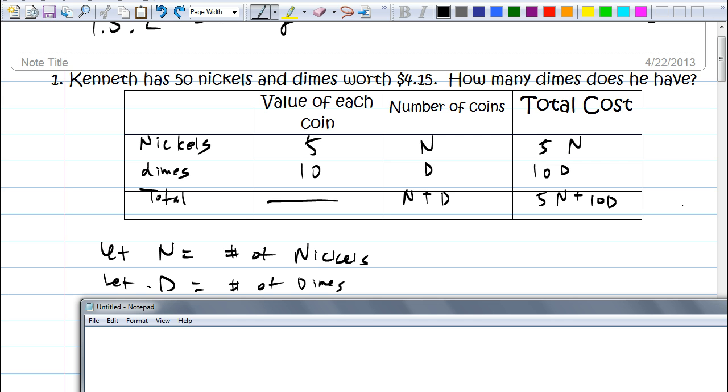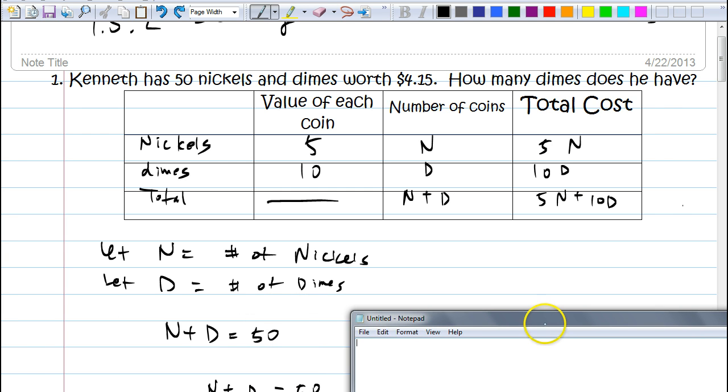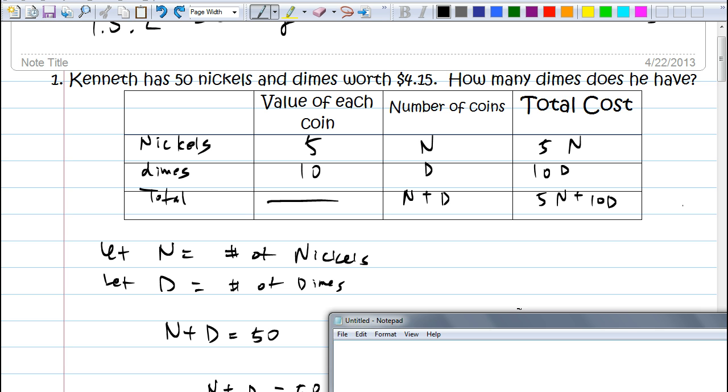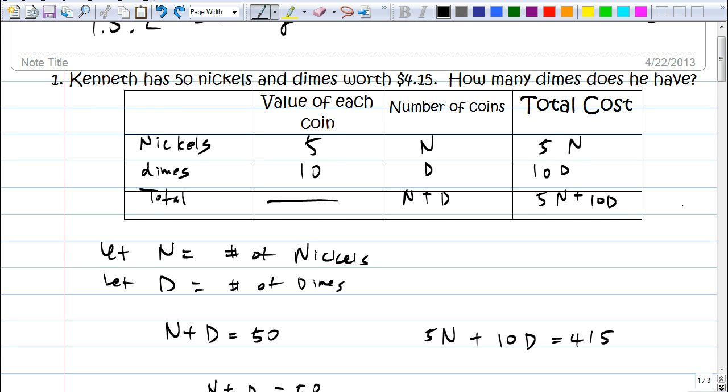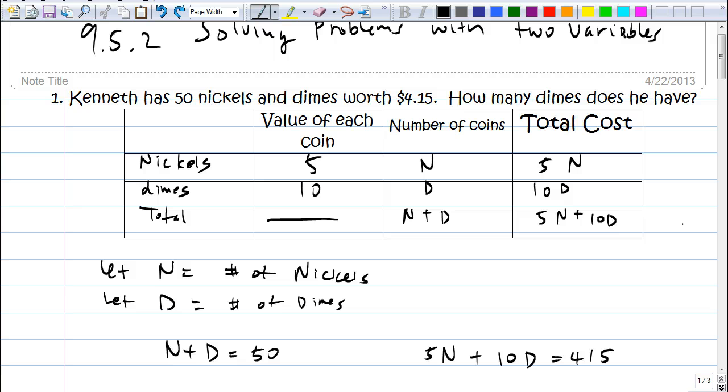All right, so who could give me the two equations that we get from this? How about Chuck? Give me one of them. N plus D equals 50. Good. How about Chris? Give me the other one. So we got N plus D equal to 50. What's the other one? 5N plus 10D equals 415. Good. Should we write 415 or 4.15? 415, because we're doing everything in terms of cents, right? $4.15, you've got to convert that into cents. That's 415 cents. So there you go.